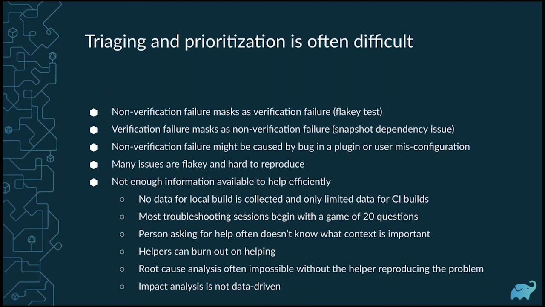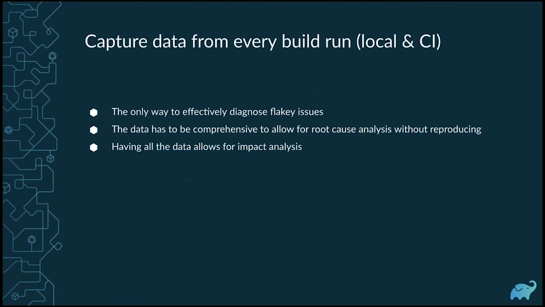The person asking for help often doesn't know what context is important. Helpers can burn out helping. It's often not what people want to do the whole day, but when it's inefficient, it consumes a big amount of their time. And one big problem is root cause analysis is often impossible without the helper trying to reproduce the problem, and the impact analysis is not data driven. So when someone is complaining about a reliability issue, how important is it to fix it? Again, same with performance: you need to capture data from every build run, local and CI. It's the only way to effectively diagnose flaky issues.